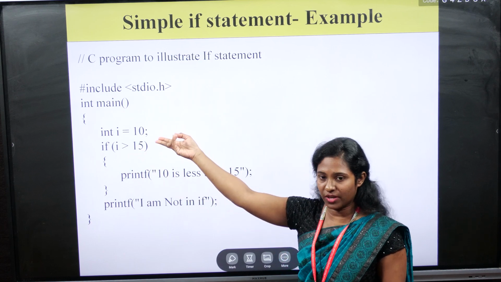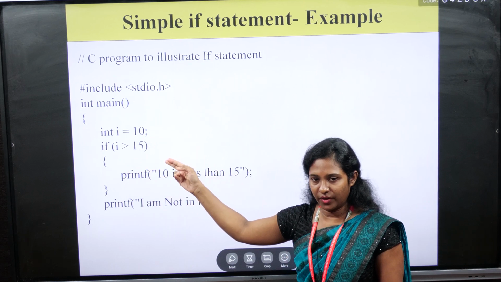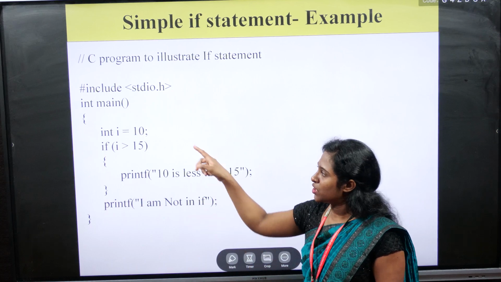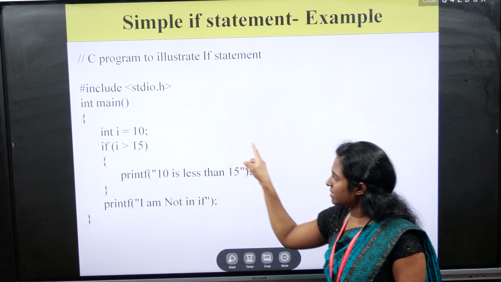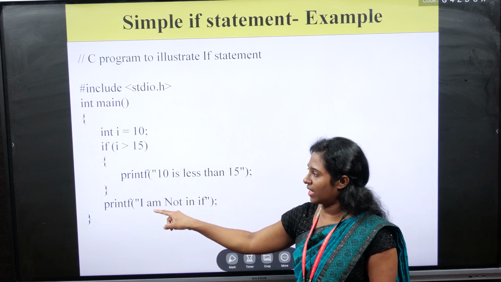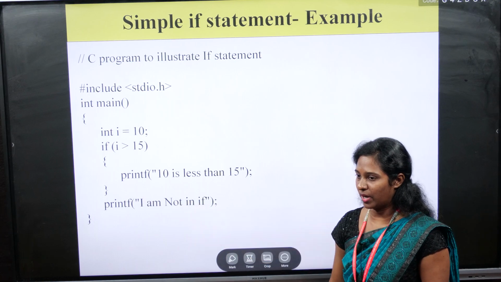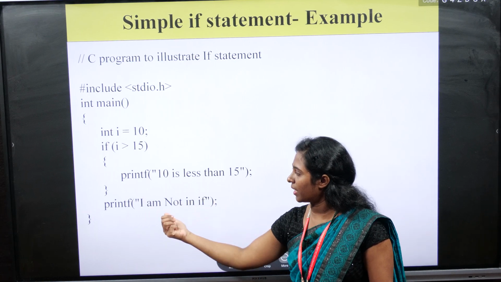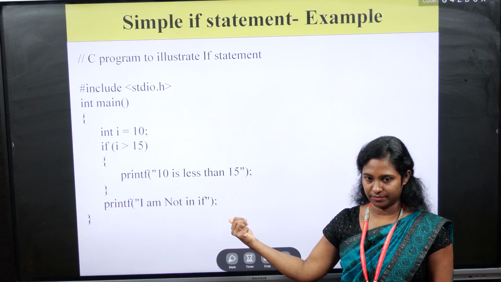What is the value we have given before for I? I is equal to 10. 10 greater than 15 is a false statement, so the control will not come inside the if condition. It will simply skip the if block and execute the remaining statements in the program. The remaining statement is "I am not in if". This will be displayed onto the output screen.